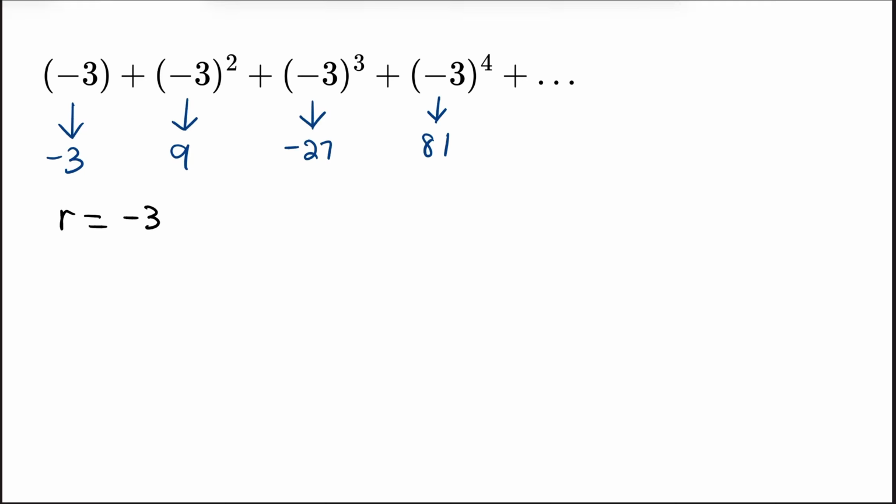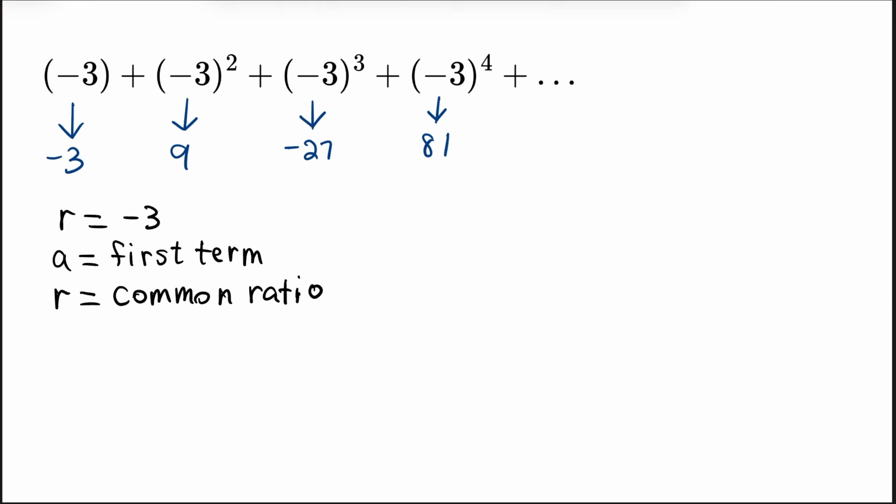Okay, so let's go ahead and define a few things. So we'll define A. A is known as the first term. So I'll write first term here. And then R is our common ratio. So that is common ratio. Okay. That means that A equals -3 and R also equals -3.